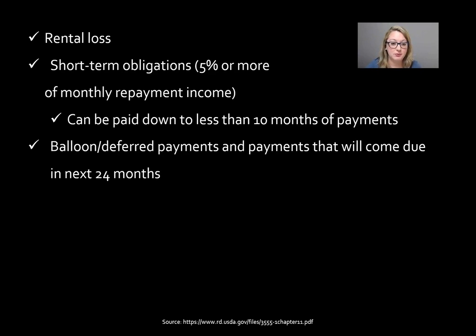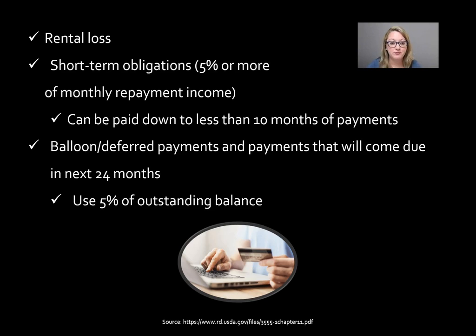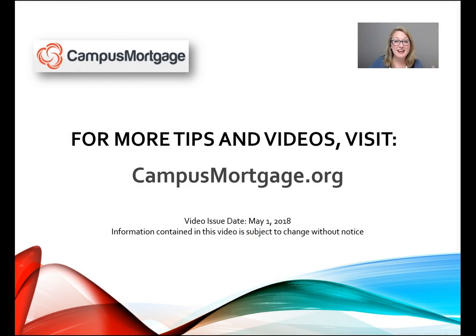That is acceptable. Balloon or deferred payments and payments that will come due in the next 24 months should be included as well. And if there is no monthly payment listed, which is common on a balloon payment, use 5% of the outstanding balance. All right, that concludes part 3 of this 3-part video series.